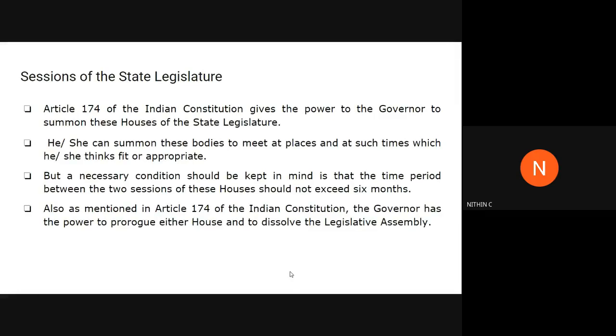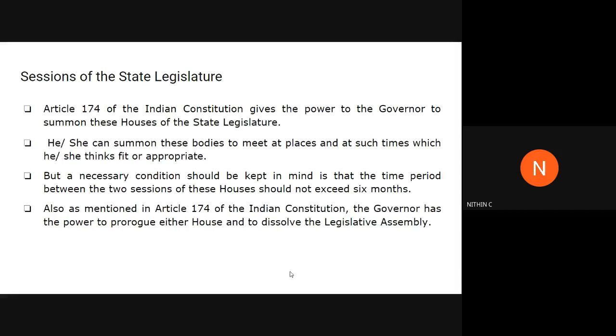There should not be a gap of more than 6 months between two sessions. That means, looking at it year-wise, at least 2 sessions should be held every year. The house, meaning our Niyamasabha, must meet at least twice. That is the only condition you need to remember here. Also, as mentioned in Article 174, the governor has the power to prorogue either house and to dissolve the legislature. That is already said.